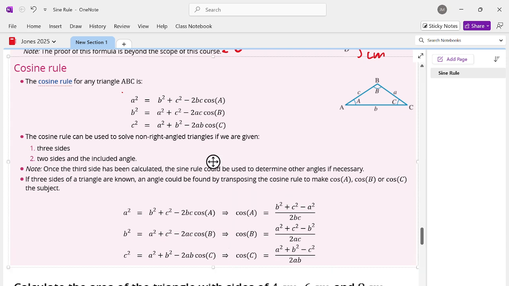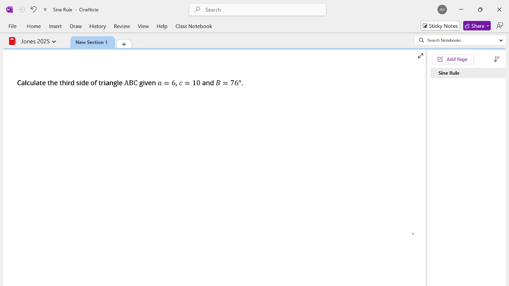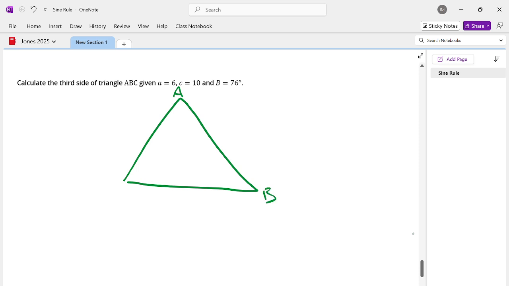So if we have a look at a question: calculate the third side of triangle ABC given these values. First thing I'm going to do is draw a triangle, and I'm going to label it A, B, C. That's what it means when it says triangle ABC. It means that it goes from A to B to C.